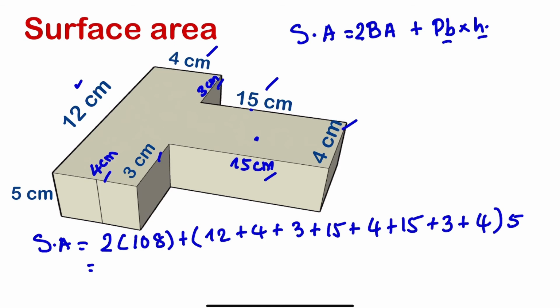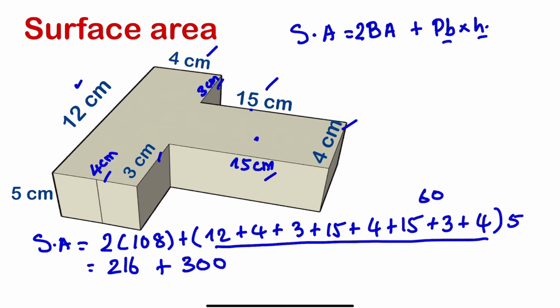So to move further, 2 times 108 will give us 216. Plus, if we add all of these, it will give us 60. And 60 times 5 is 300. So if we add all of this together, 216 plus 300 will give us 516 centimeters squared. So that's it.